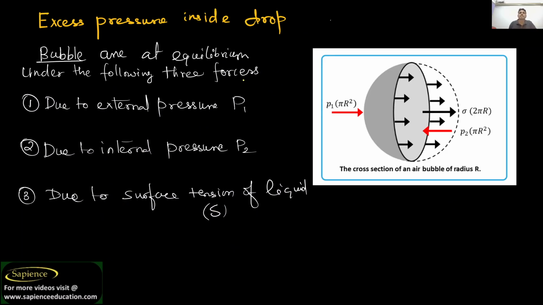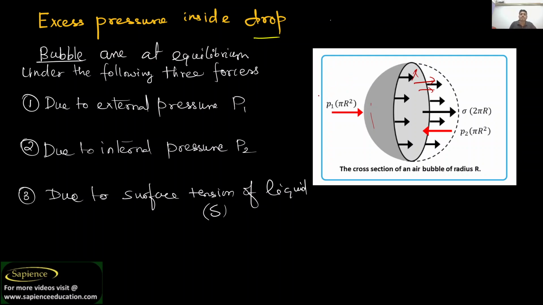Now what about the excess pressure inside the drop? Let us consider this. You know that a drop does not burst. Why does it not burst? Because it is giving an excess pressure from inside. So how much excess pressure is there?